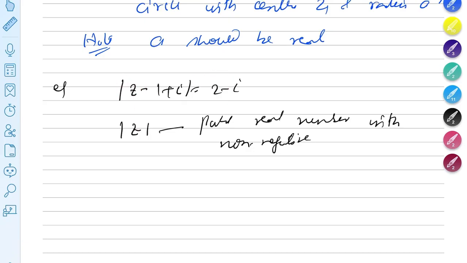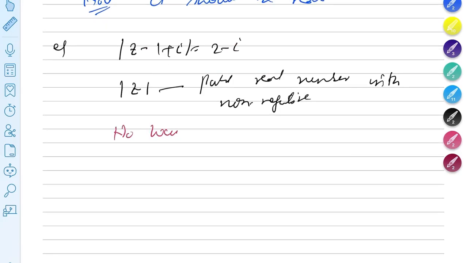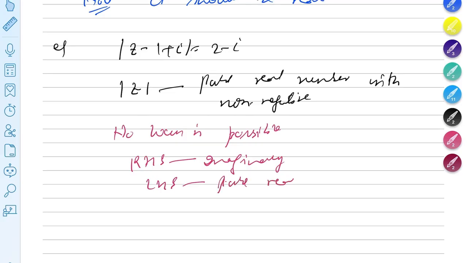So clearly in this case the left hand side is a pure real number, whereas the right hand side is an imaginary number. That's why this locus is not possible. No locus is possible, because the right hand side is imaginary whereas the left hand side is pure real.